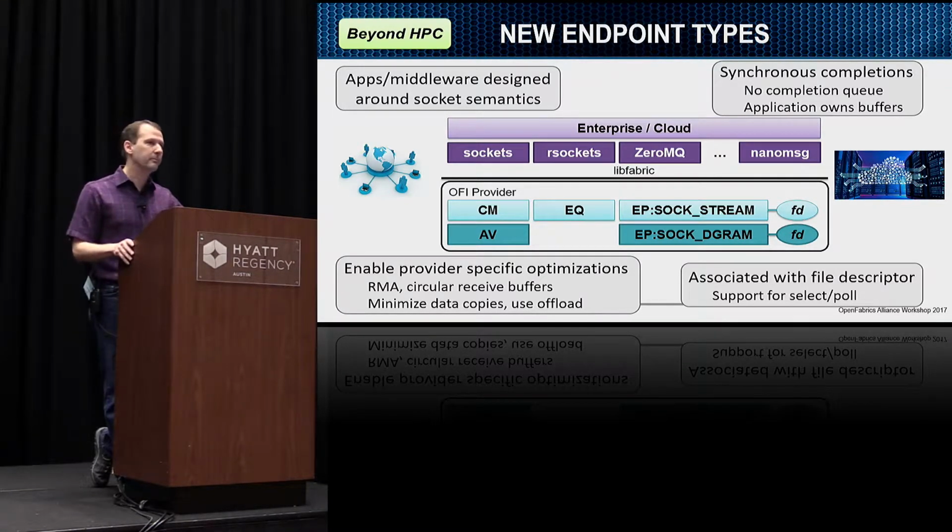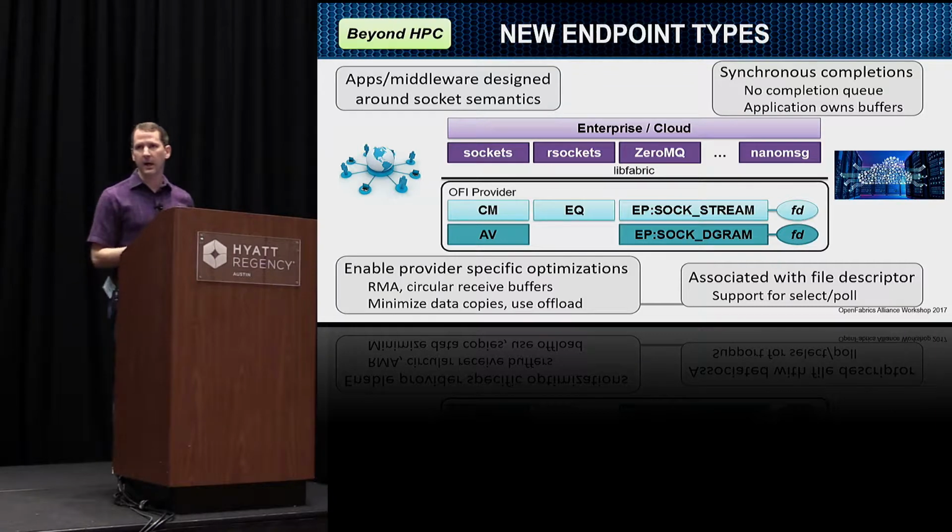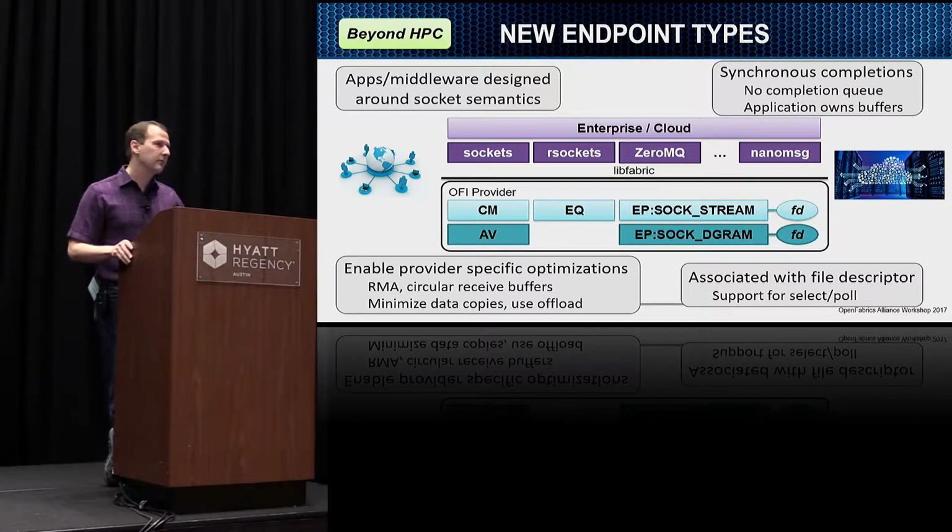So our solution was to actually create a new endpoint type. LibFabric currently has 3 endpoint types: unreliable datagram, reliable datagram, and just reliable connected. So we have new endpoint types: sock stream and sock datagram. The semantics of these endpoint types are that they operate synchronously. So the application is always in charge of the buffer. The application calls send on a sock stream or sock datagram. When that send call returns, the application gets the buffer back.